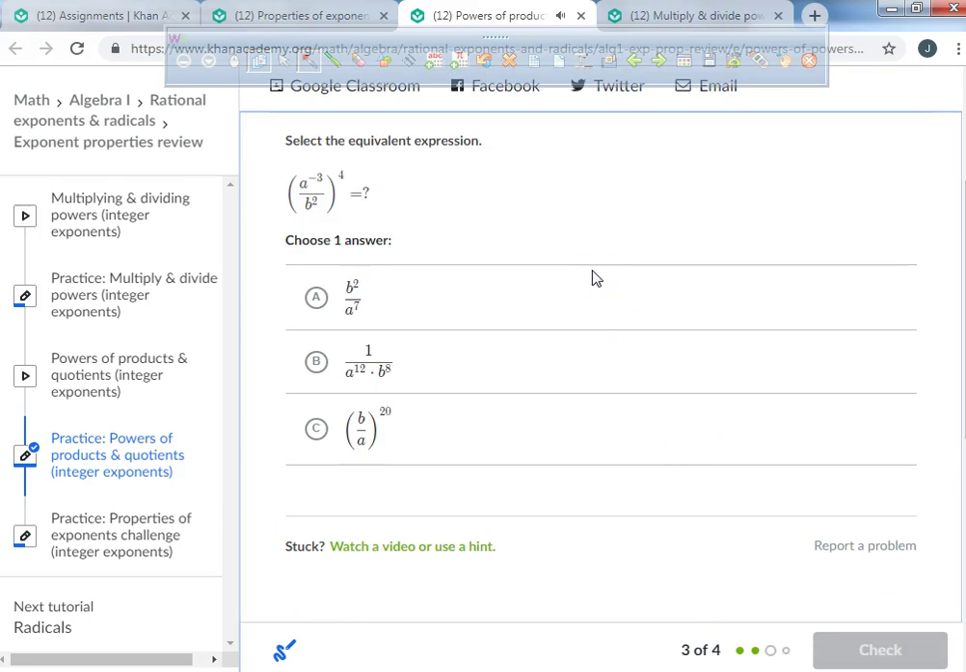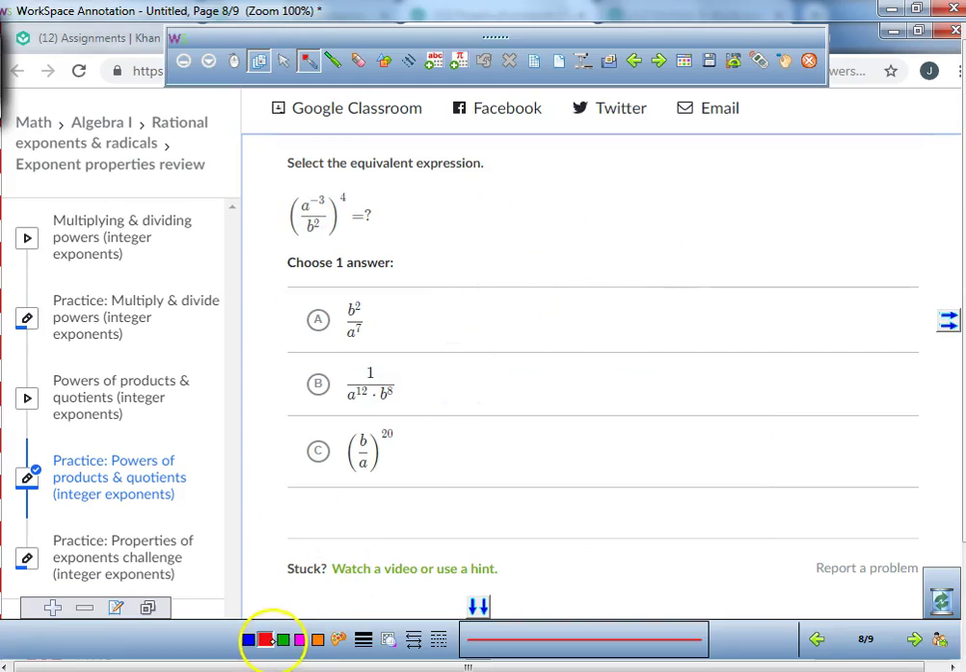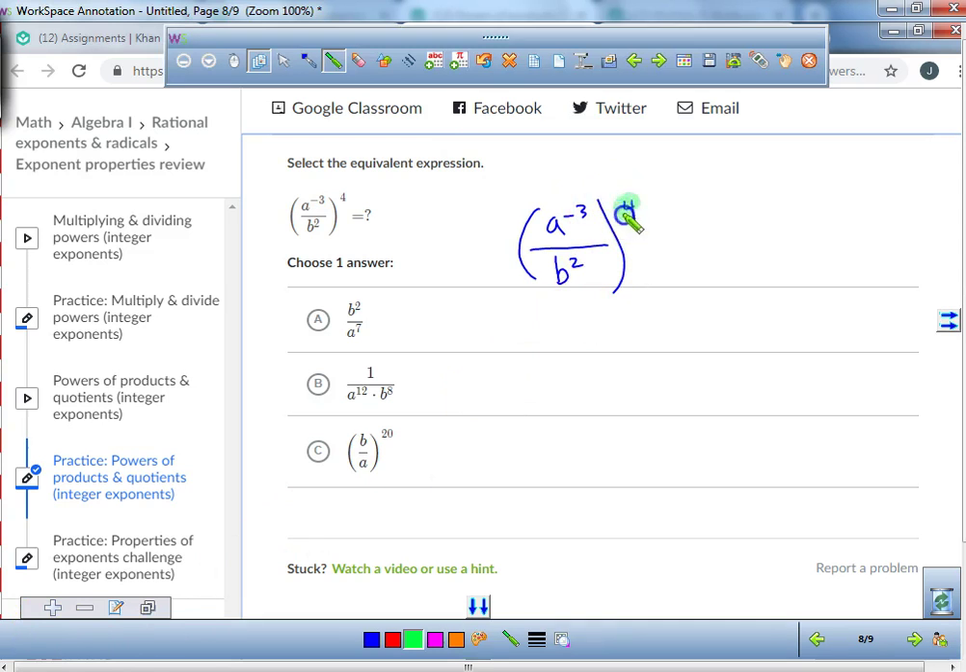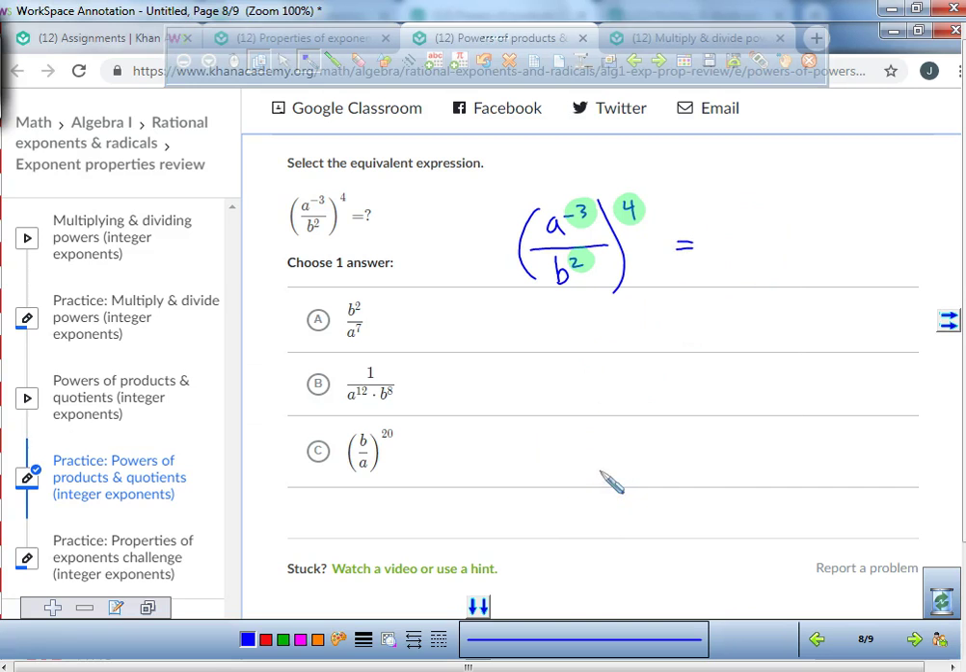All right, here we go. I'll do another power property one. Okay, do one more power property. Here we go. It says a to the power of negative 3 over b squared, all to the power of 4. Yep. So we're going to take this power and multiply to this power and multiply to this power. So this is going to be a to the power of negative 12 over b to the power of 8.